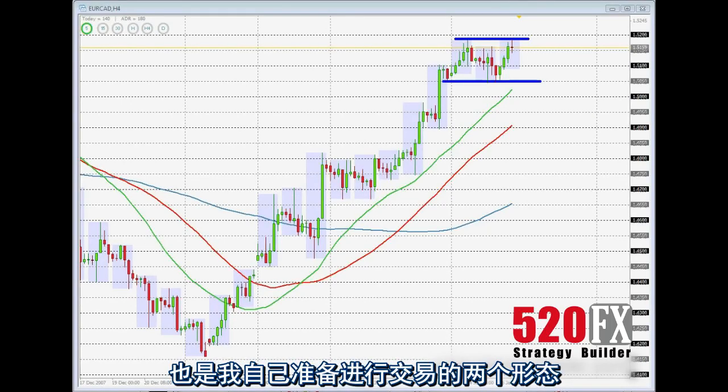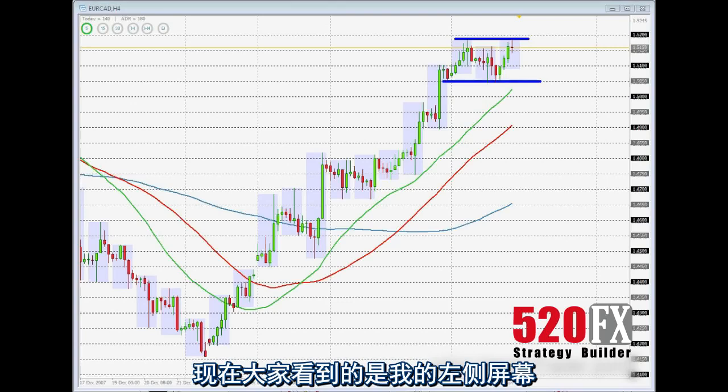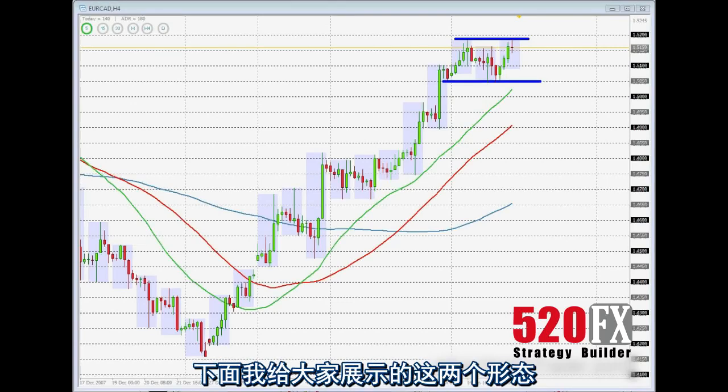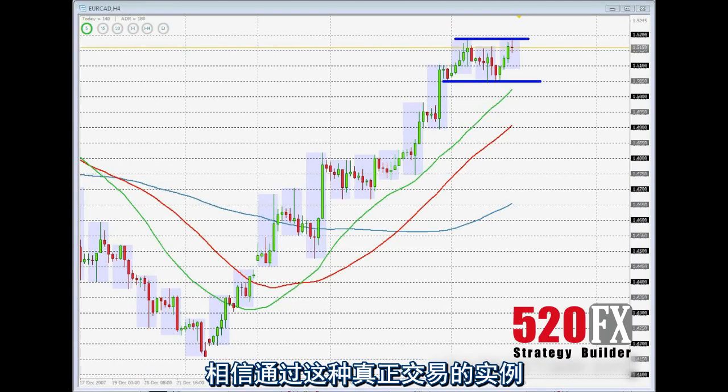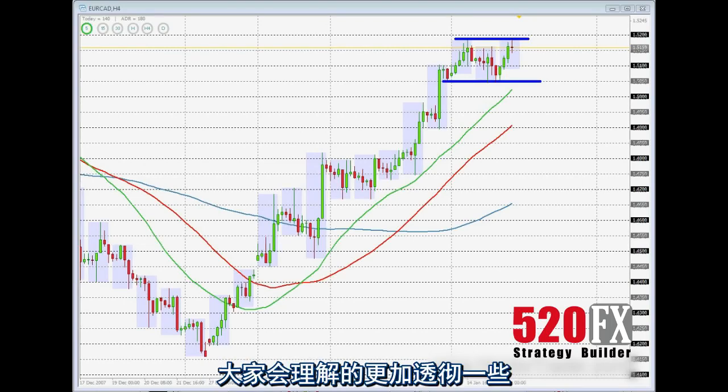What you're watching right now is my live screen. I'm going to be showing you two setups that I am looking to trade myself on my own account. I thought it would be a good idea. You will get a clearer picture if you see two real examples of my trade plans, rather than if I just lay out the theory.